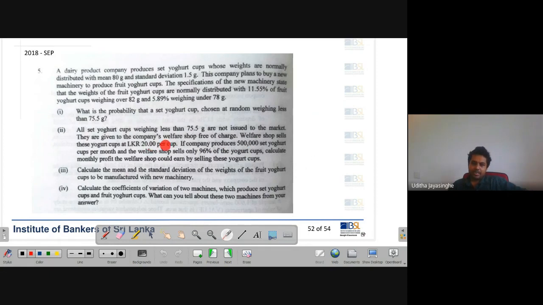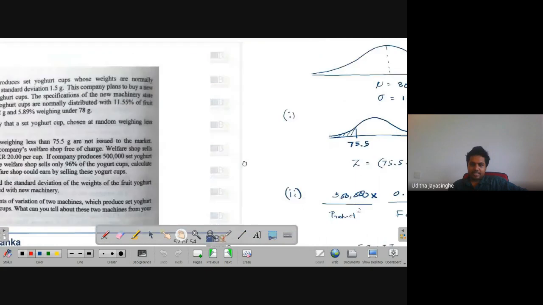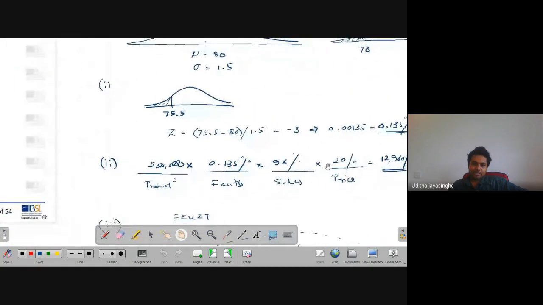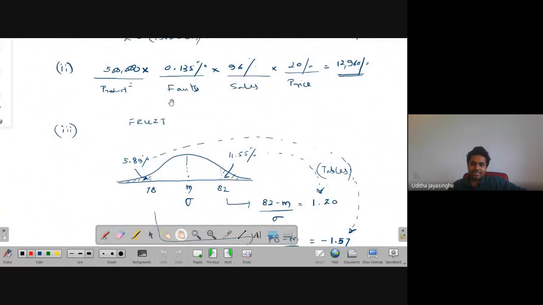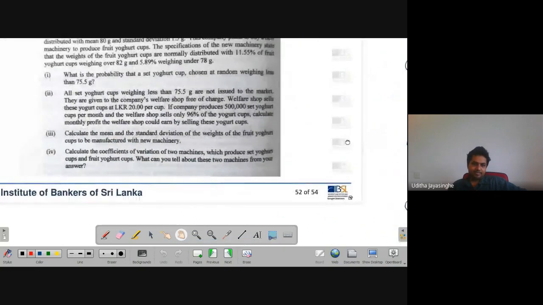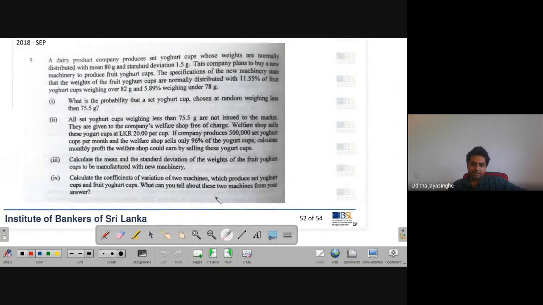Since the welfare shop is getting the cups free of charge, we have to assume that the sell price is going to be the profit. If that is the case, 500,000 is the production, this is the faulty fraction, this is the sales, and this is the price, and I'm assuming it's the profit. If you multiply all these elements, there is 500,000 production and 0.135% faulty. 96% of them will be sold at a price of 20 rupees, and the welfare shop can make 12,960 rupees as the profit. And now we are coming to the fruit yogurt machine business.